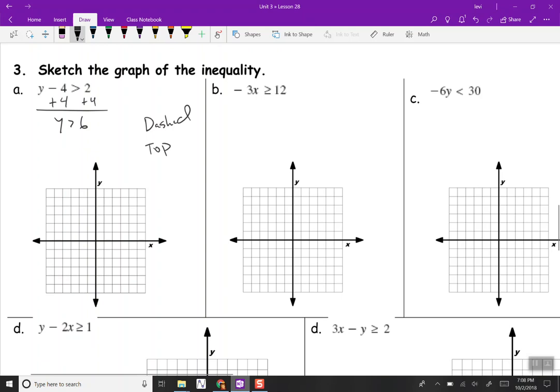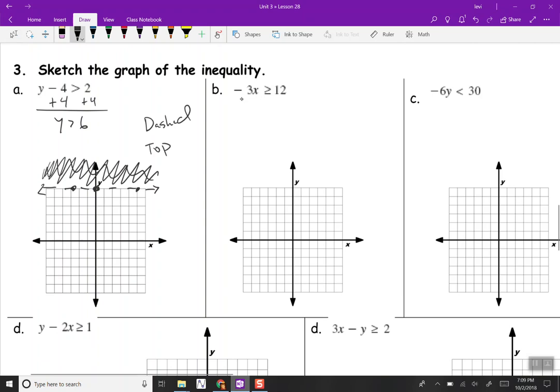So where are all my y values at 6? The y value at 6 will be 1, 2, 3, 4, 5, 6 right here, and all my other y values at 6 will be along this line. This point right here is (6, 6), (5, 6), (4, 6), (3, 6), (2, 6), (1, 6). Then shading the top of this would be here. Are all the points on this line solutions? No, they are not. Anything above the line would be a solution. If this were a solid line, then we would include the points.